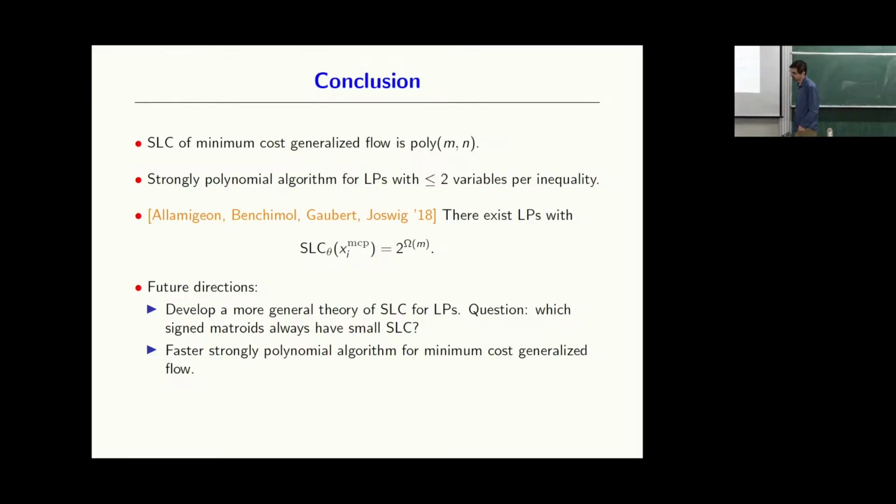At the beginning of your talk, you said that this is essentially a primal-dual algorithm. The last part of your talk, is that also an algorithm for solving the dual? Yes, our algorithm always solves the primal and the dual at the same time. The dual of minimum cost generalized flow is a two-variable-per-inequality linear program. So we solve both at the same time, and both can be solved in strongly polynomial time.